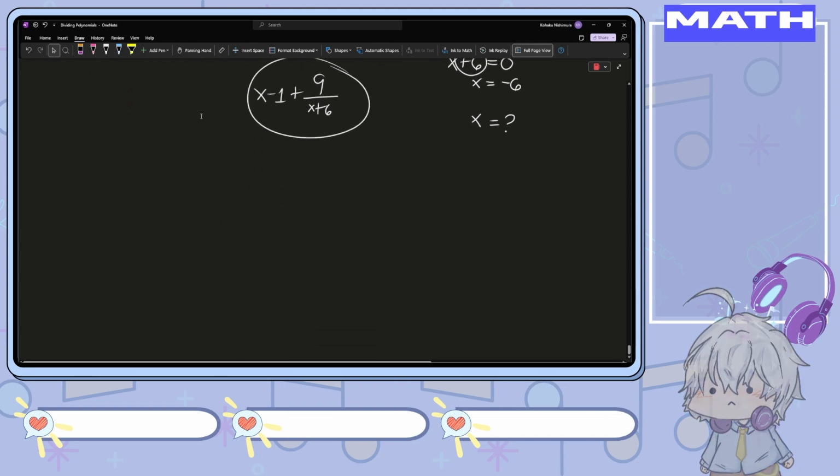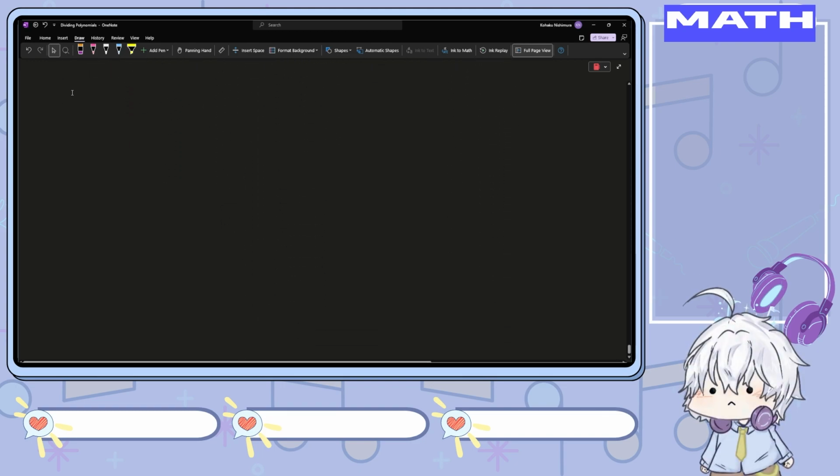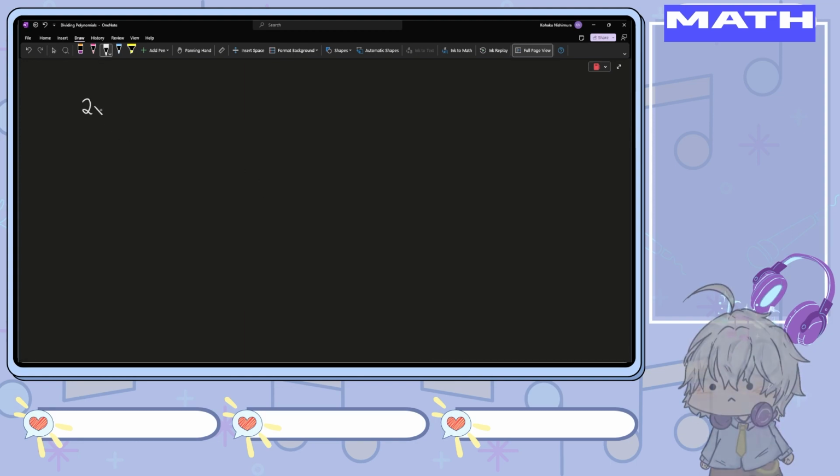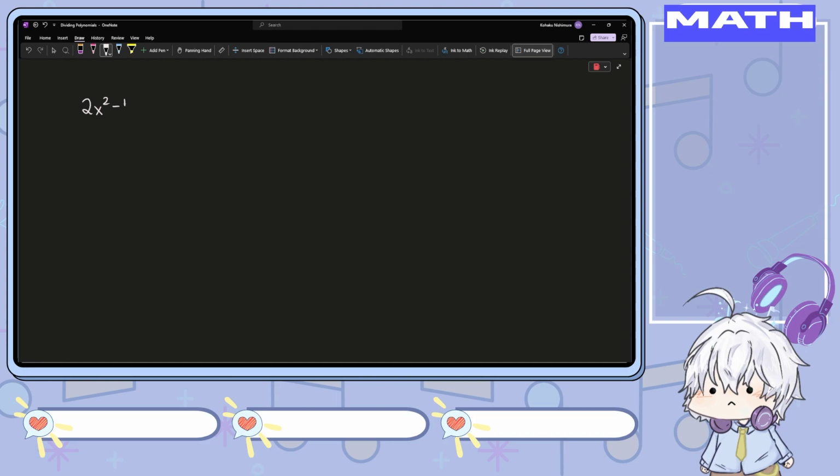But here's the thing. What if we have a given wherein it looks something like this? 2x squared minus 17x minus 38 divided by 2x plus 3. Okay, for the first step, it's still normal. It's 2, negative 17, and negative 38.